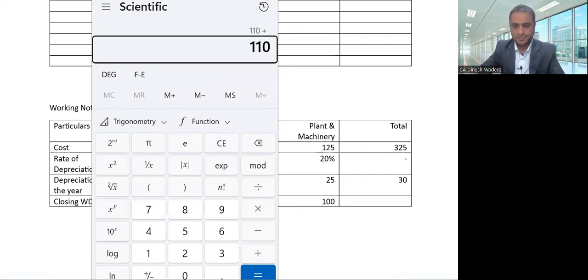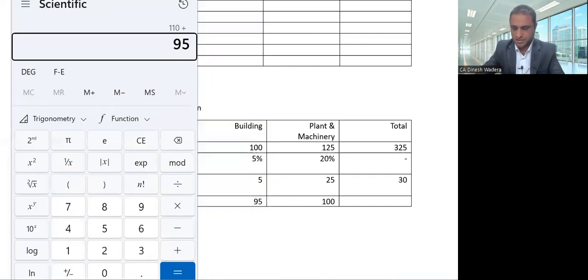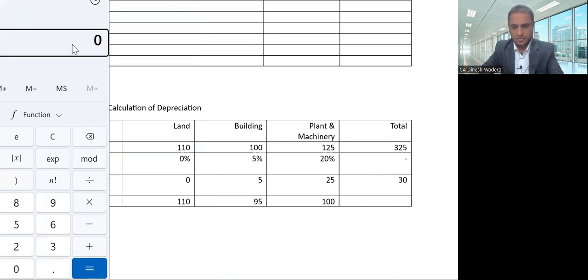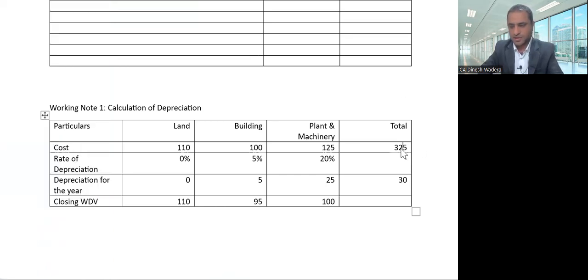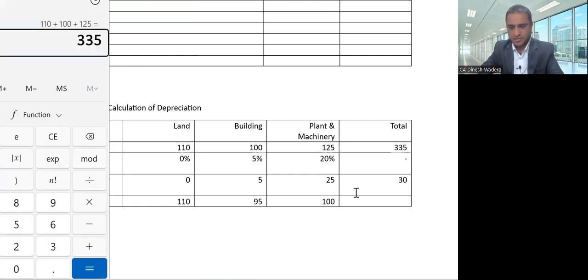Plus 95 plus 110, 315. How is it possible? 110 plus 100 plus 125. It's okay. It's not 325, it's 335, and it comes to 305.